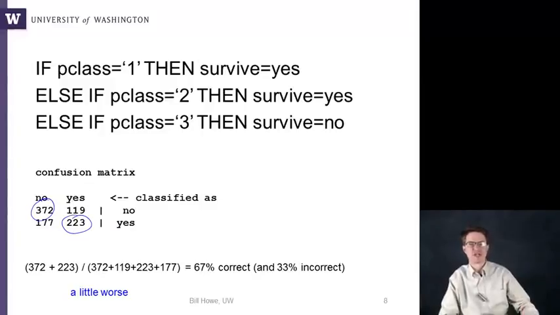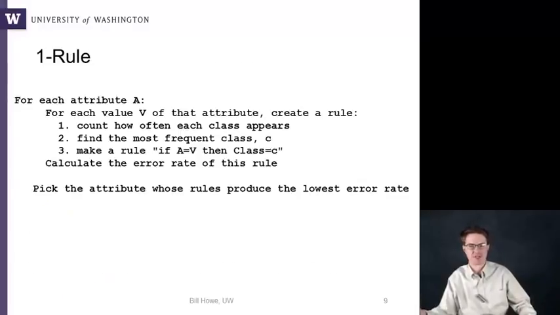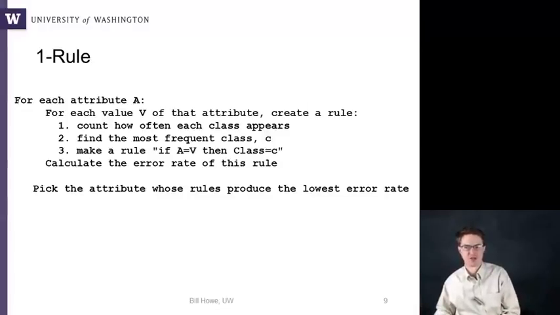Okay, so we have a representation of hypotheses and we have an evaluation method, but we need some kind of a search strategy to consider all these rules. And so for the one rule case, you conceivably could just enumerate all of them. And so one potential search strategy, maybe I hesitate to call it optimization, is just to do so. So the one rule algorithm is this. For each attribute A and for each value of that attribute, create the rule. Count how often each class appears, find the most frequent class, and generate a rule: if A equals V, then class equals C. Okay. And then you can calculate the error rate of that rule.